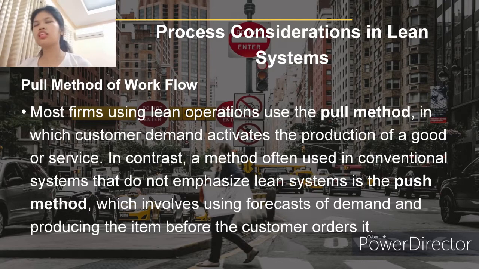Most firms using lean operations use the pull method, in which customer demand activates the production of a good or service. In contrast, a method often used in conventional systems that do not emphasize lean is the push method, which involves using a forecast of demand and producing the item before the customer orders it. Pull method simply means that when the customer demands and wants the product or goods, the production process begins. While the push method is forecasting what the customer wants and producing the goods beforehand.